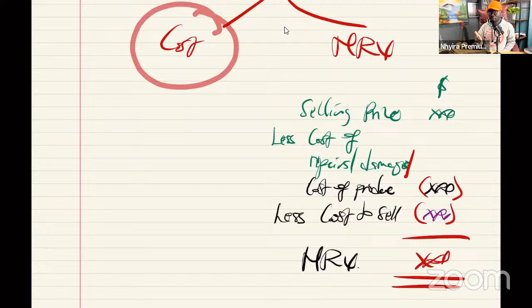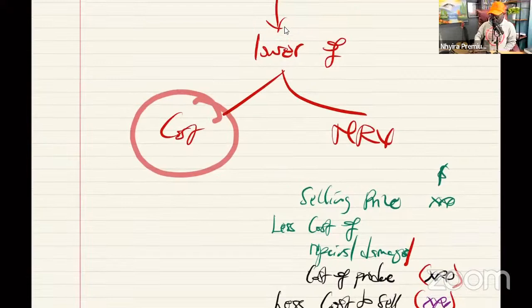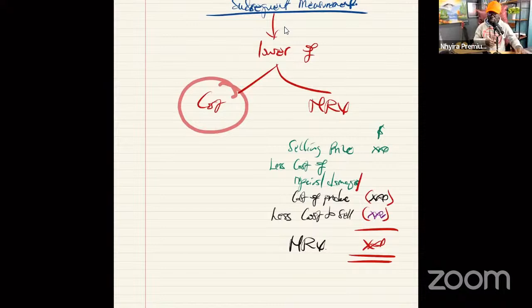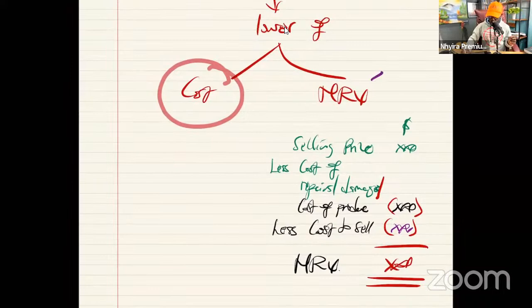Please stay with me carefully here, because the principles we are establishing, like I said, I'm going to use them to solve a question in a moment. You can determine the net realizable value of finished goods. Usually it is going to be the selling price less, maybe if the finished goods are damaged, any repair cost you have to pay, less any cost you will incur to sell it, and then you will get the net realizable value.